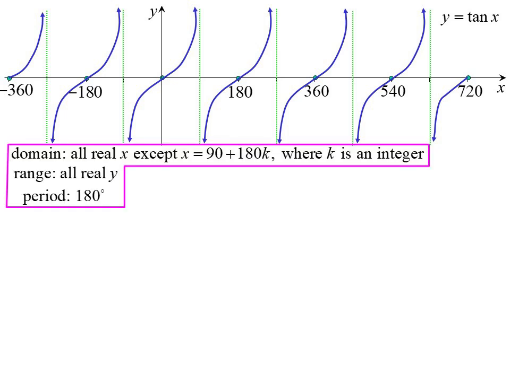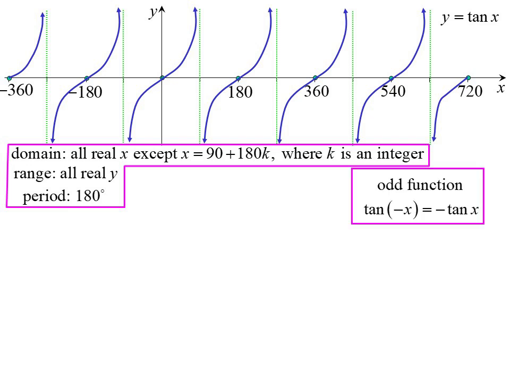Domain, a little bit harder to write because of all those asymptotes. So I've said, oh look, it's all real x, except, now obviously I couldn't list them all because there's an infinite number of them going backwards and forwards. So I said, look, I know the first one's there at 90 degrees, and then every 180 degrees before and after. So I just say, oh well, plus 180k, where k is some whole number, some integer, multiple of that. Range would be all real y. The period for this one though is only 180 degrees, not 360 degrees. And if we look at it, yes, it's got rotational symmetry, so it is an odd function. Tan of negative x is the negative tan of x.